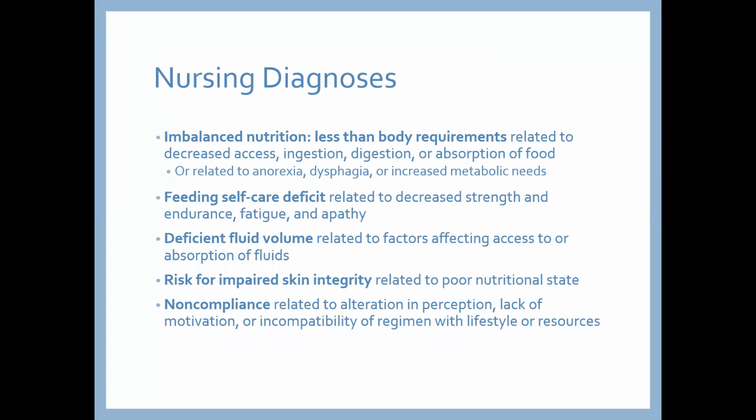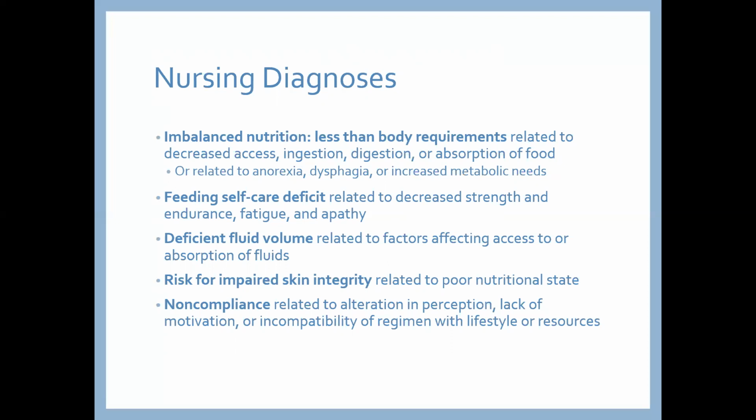So nursing diagnoses we see commonly related to malnutrition: imbalanced nutrition, less than body requirements, related to decreased access to, ingestion, digestion, or absorption of food. And that can be related to anorexia, other eating disorders, dysphagia, increased metabolic needs, etc. Some of those things we've already talked about.